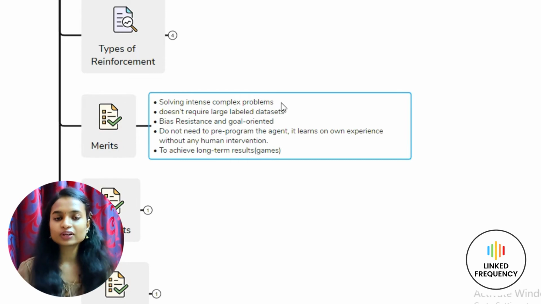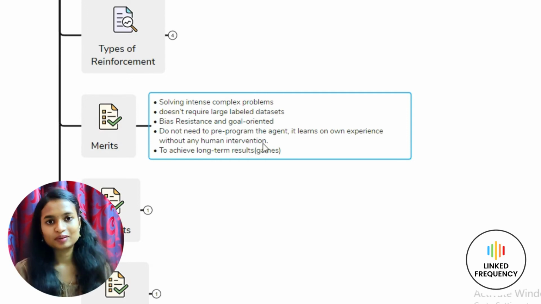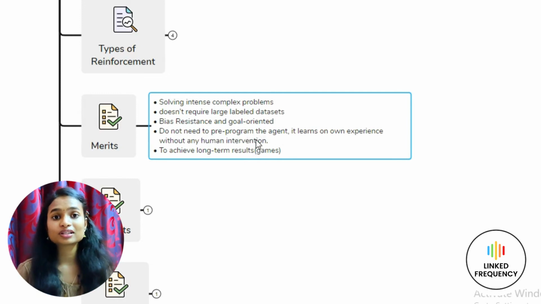So that they become perfect in that, and eventually you can use them to automate your process and all. So this becomes a major advantage of using the RL method: learning from its own experience without human intervention. Since the agent is trying to mimic exactly how humans perform their activity, there is no requirement of pre-programming that agent to achieve long-term results.